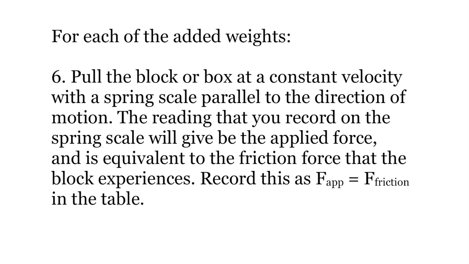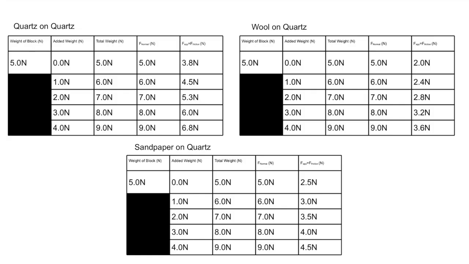Step 6. For each of the added weights, pull the block or box at a constant velocity with the spring scale parallel to the direction of motion. The reading that you record on the spring scale will give the applied force and is equivalent to the friction force that the block experiences. Record this as F applied, which is equal to F friction on the table. An example of step 6 can be seen here. Please enjoy this high-speed demonstration.